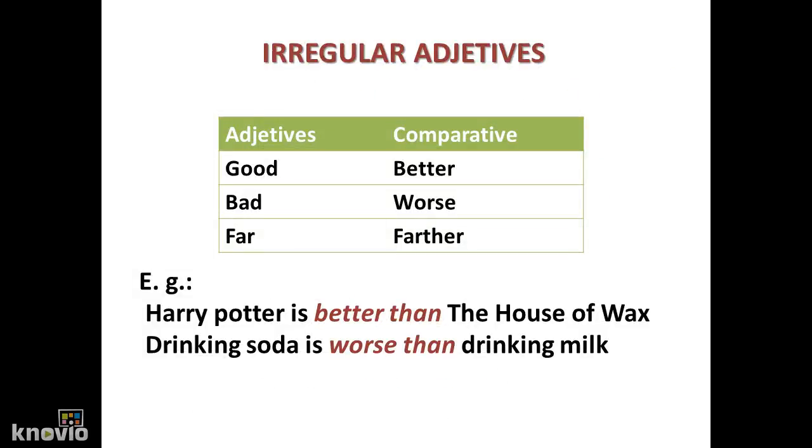But you have to remember that we have some irregular adjectives. For example, we have good, and the comparative form is better; bad, worse; far, farther. Examples: Harry Potter is better than House of Wax. Drinking soda is worse than drinking milk.